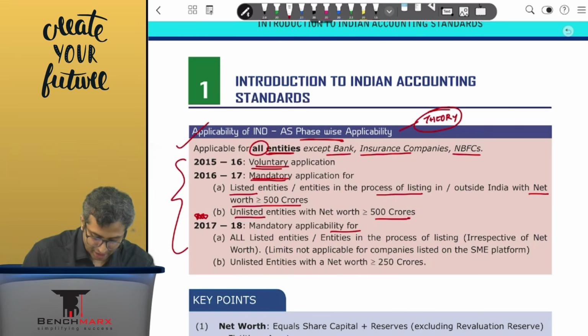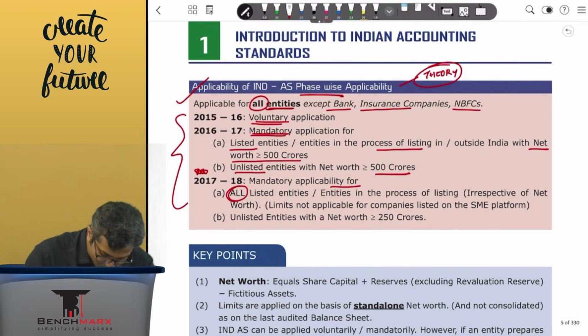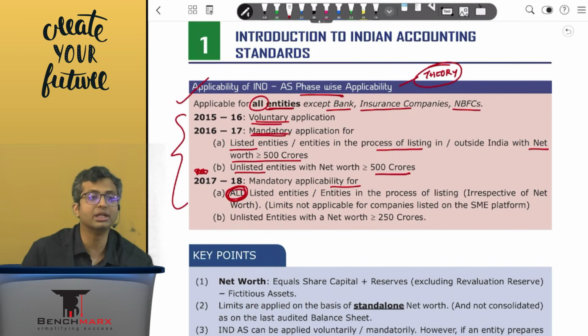Mandatory applicability for, अच्छा, circle this word, all listed companies. You don't look at the net worth. All listed companies or entities in the process of listing, irrespective of net worth.